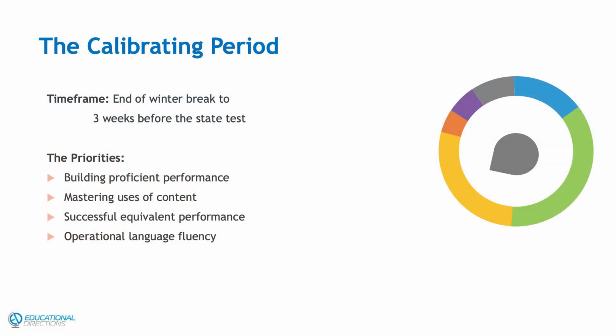So if we've built students as learners, we've increased the performance of the student potential. In the calibrating period, we're going to focus on students as performers, going back to that 5-legged model. The calibrating period starts when we come back from winter break and ends 2 to 3 weeks before any sort of formal assessment or state testing that you might have. We're building proficient performance, and we're using the 5-legged model to identify where work is breaking down. We're mastering uses of content. We're making sure that they are able to produce work at an equivalent performance level to what the state will be expecting or whatever high stakes assessment that they might have to use.